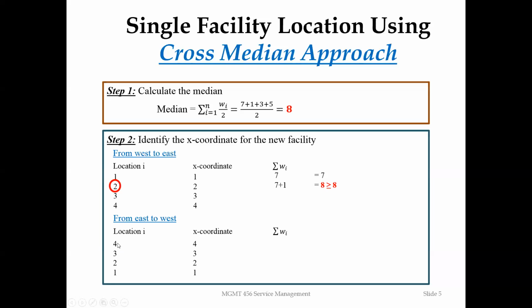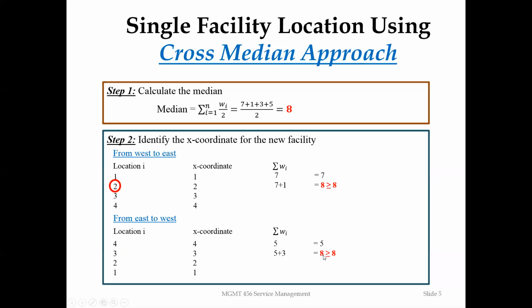First of all, look at the first location. Going from east to west, the first location is city 4. What's the weight for city 4? It is 5, so the total is 5. Is 5 greater than or equal to 8? The answer is no. If it's not, then we have to keep adding more weights. We go to the next location, which is 3. So 5 plus 3: 5 is the weight for city 4, and 3 is the weight for city 3. The total weight is 5 plus 3, which is 8.